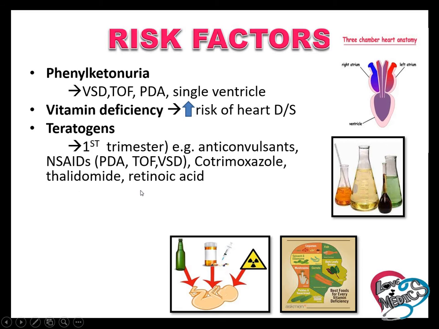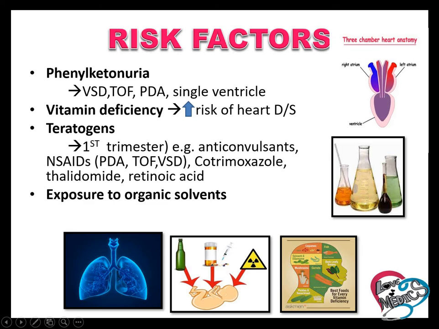Teratogens during the first trimester: anticonvulsant drugs, NSAID drugs, cotrimoxazole, thalidomide and retinoic acid. These are teratogens for the fetus that affect the fetus and cause congenital heart disease. Exposure to organic solvents also causes congenital heart disease, like herbicides, pesticides and ionizing radiation.